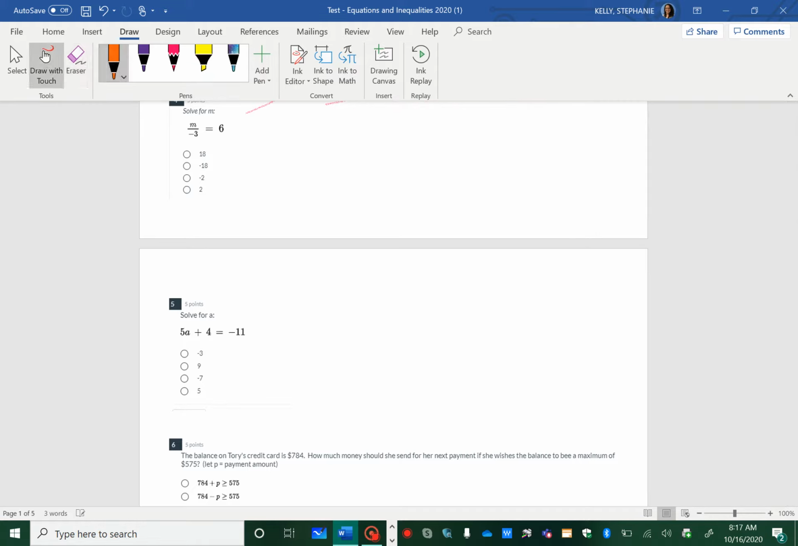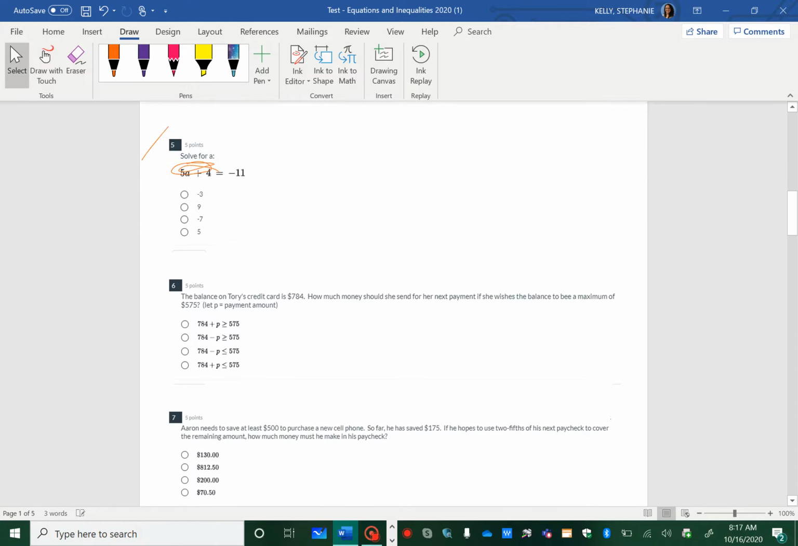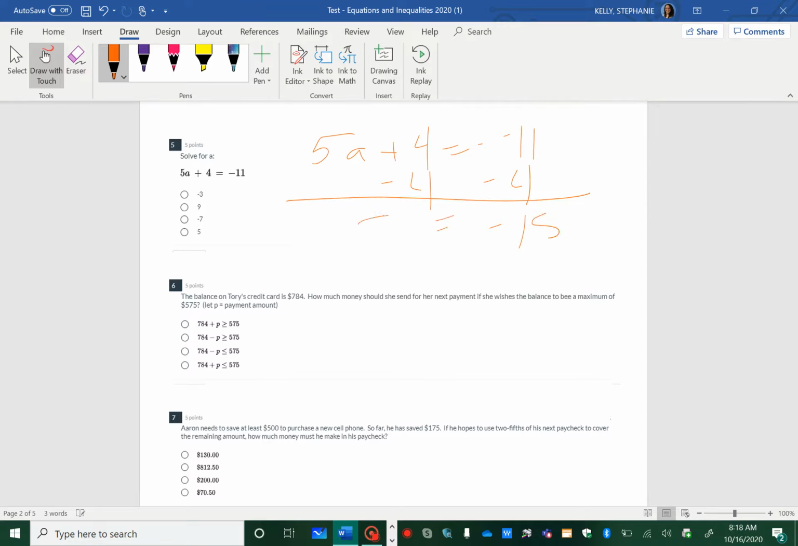All right, so here we're going to multiply by -3 on both sides because that would be the inverse. So my answer is -18. All right, here we've got 5a plus 4 equals -11. We're going to minus 4. -15 equals 5a. Now we're going to divide both sides by 5. And we're going to get a is equal to -3.